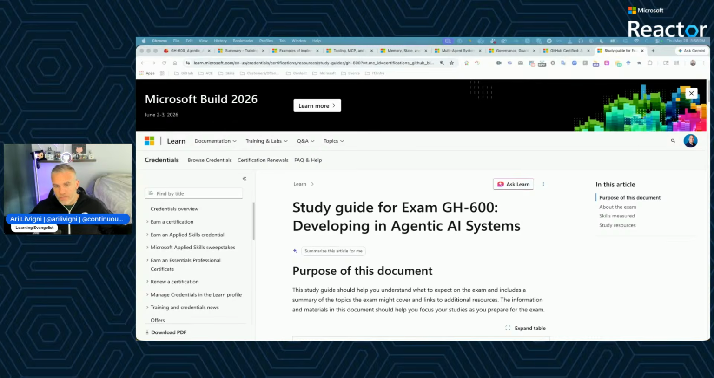Also come to Microsoft Build. I'm sure there might be vouchers handed out there. I'm not 100% sure of that, so don't quote me on it, but we'll definitely be talking about the exam.